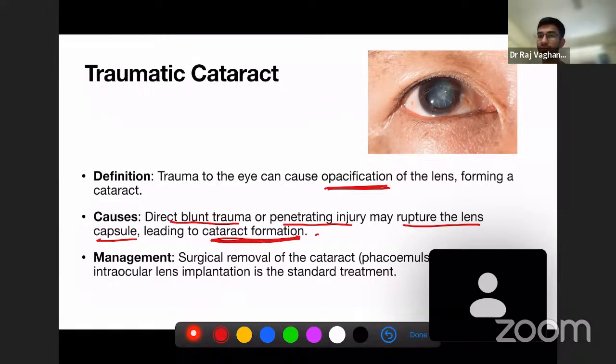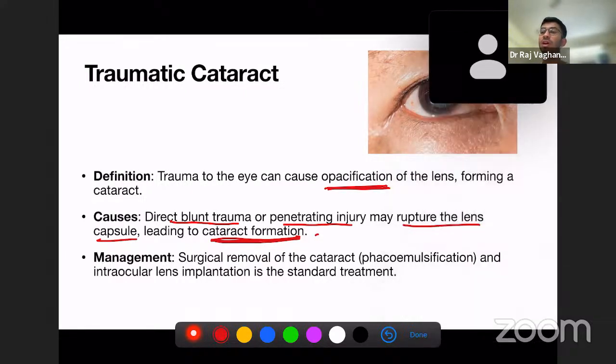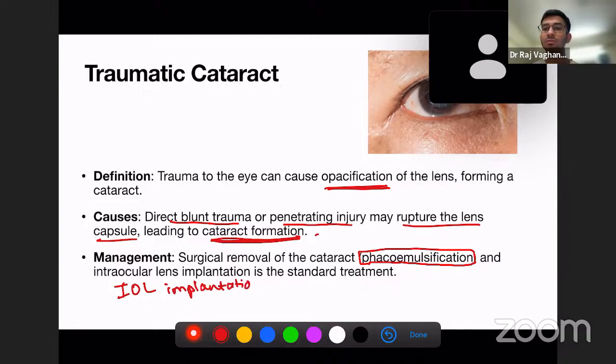Now, how do you manage such a condition? Surgical removal of the cataract, a process known as phacoemulsification. This is a very important surgery that you perform in cataract. Phacoemulsification and IOL implantation, intraocular lens implantation, are the standard treatment. What we do is remove the lens that has become opacified, and we implant a new intraocular lens that is of normal human power.